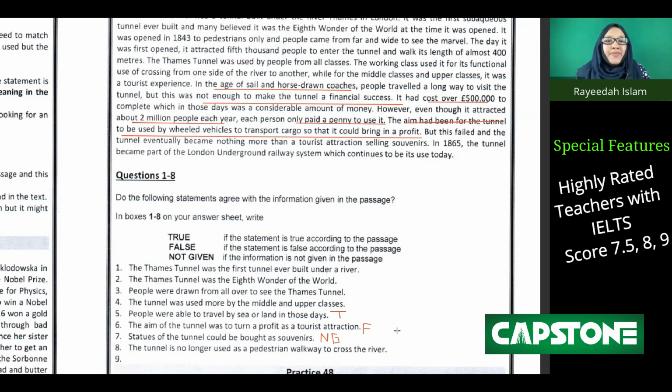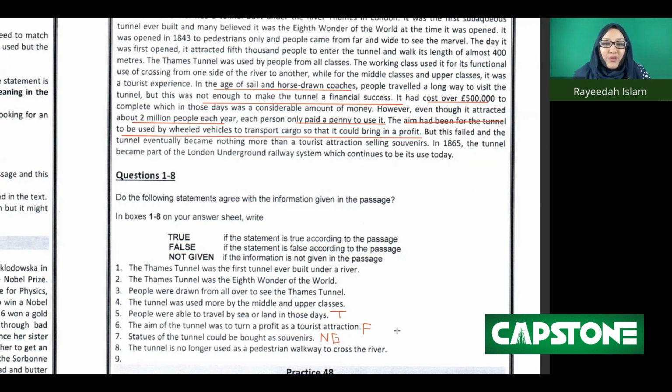Okay. Then the last question. The tunnel is no longer used as a pedestrian walkway to cross the river. Let's see. In 1986, the tunnel became part of the London Underground Railway system, which continues to be its use today. So later on, it became a part of the London Underground Railway system. So obviously, it is no longer used as a pedestrian walkway. So we can say that is true because now walkway হিসেবে use করা হয় না. Now it is being used as part of the London Underground Railway.